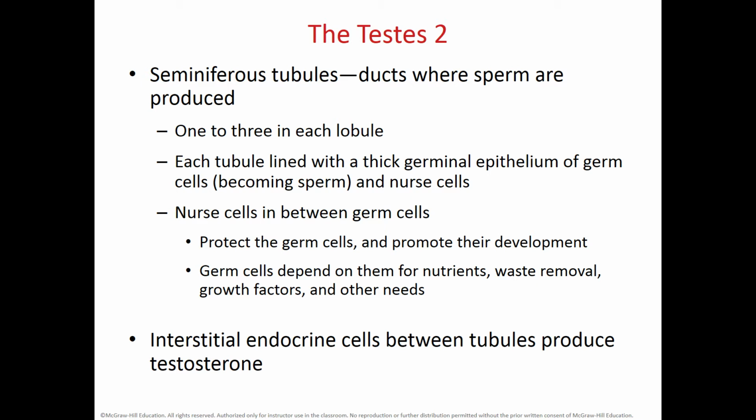Now, the nerve cells, the other key point: again, they are located inside the seminiferous tubules. They coordinate spermatogenesis, they form the blood-testis barrier, and they secrete inhibin hormone. So that was the other key point.